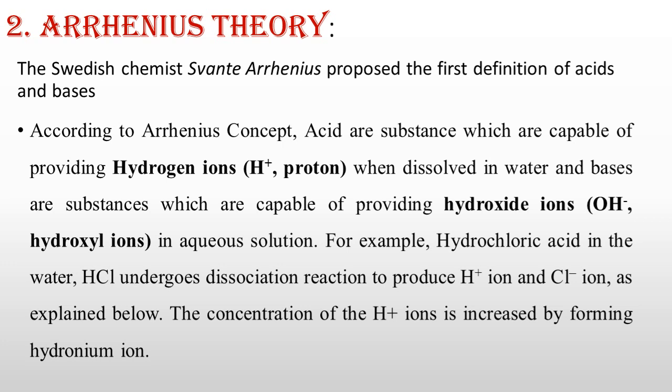For example, hydrochloric acid in water undergoes dissociation to produce H plus ion and Cl minus ion. Since hydrochloric acid in aqueous solution is giving H plus ion, so it is an acid as per Arrhenius concept. Similarly, NaOH when dissolved in water gives hydroxyl ions along with Na plus ions. Since NaOH is giving OH or hydroxyl ions in the aqueous solution, it is a base as per Arrhenius concept.